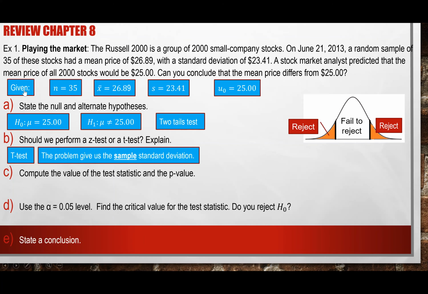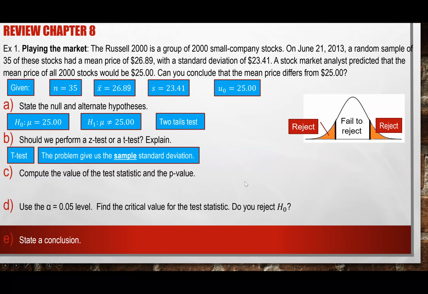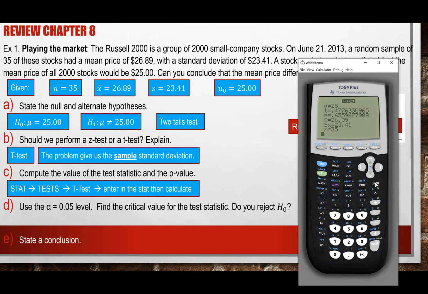So if you calculate the test statistic, ladies and gentlemen, we go to stat, and we go over to test. And then we go to the t-test, which is number 2. Reminder, your z-test is number 1, your t-test is number 2, and your one prop z-test is number 5.